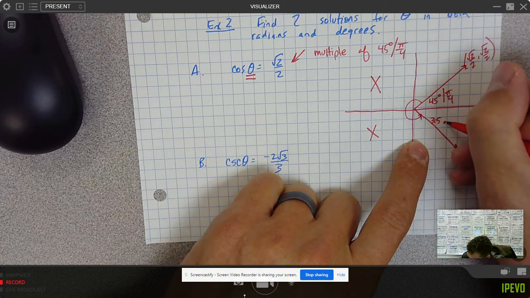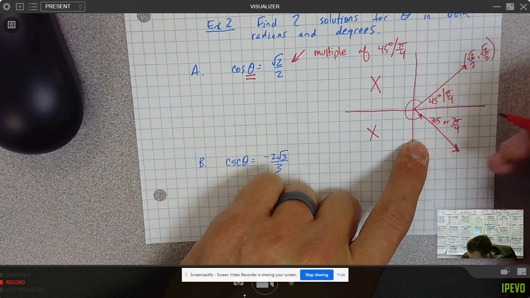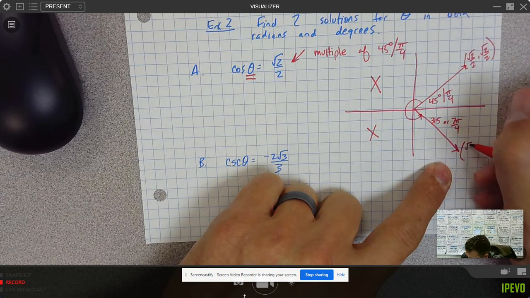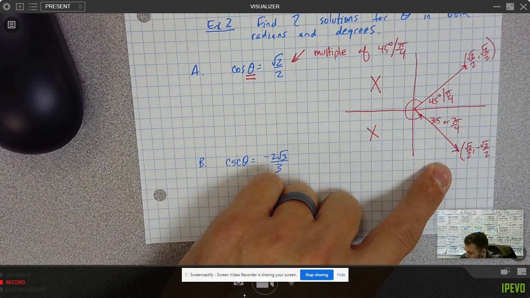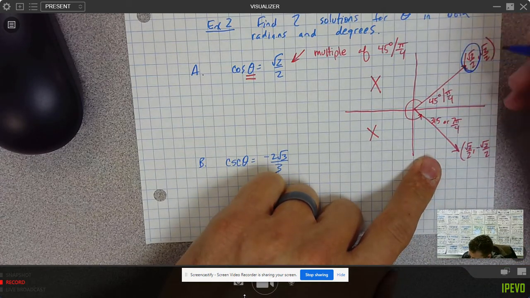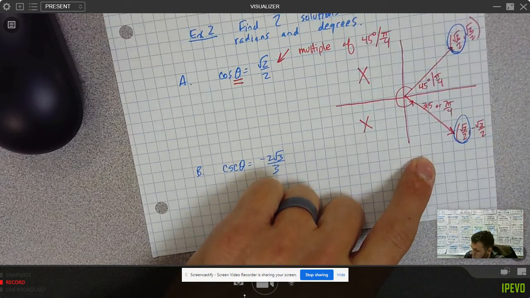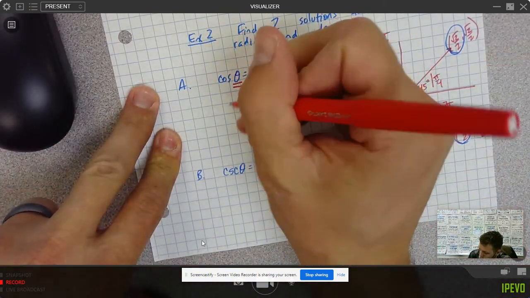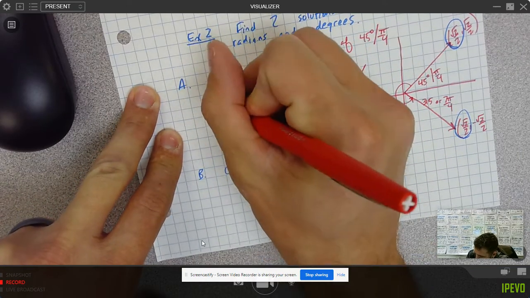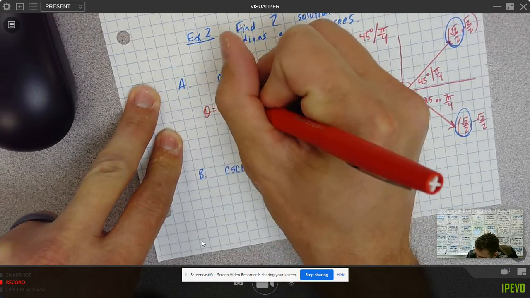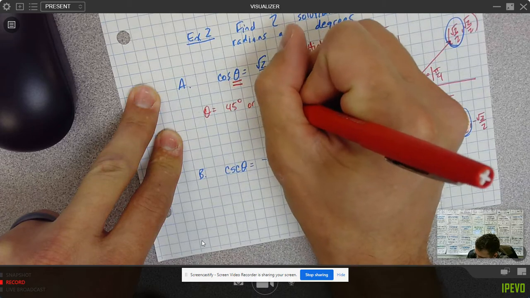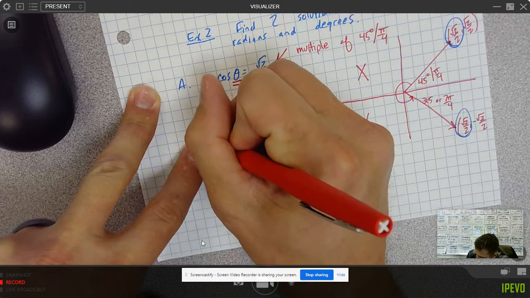Okay, and so because cosine of theta is square root of 2 over 2 and square root of 2 over 2 here, my answers for theta in degrees, we can say 45 degrees or 315 degrees. Okay, or we can say pi over 4 or 7 pi over 4. Okay, all right. So let's take a look at one more here. Okay, and then we'll be done.